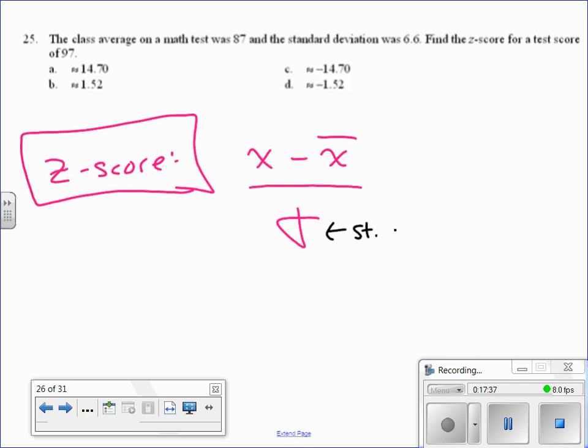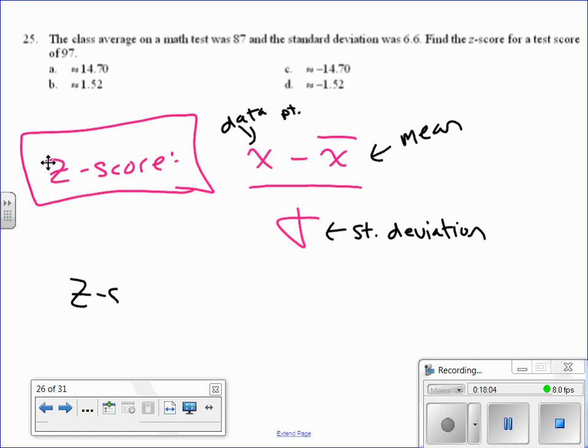Sigma is standard deviation. X bar is the average or the mean. And then x would just be your data point for whatever you're trying to figure out a z-score for. In this scenario, let's read it. The class average on a math test was 87. That's x bar. The standard deviation was 6.6. That's sigma. And find the z-score for a test score of 97. That's going to be your data point.